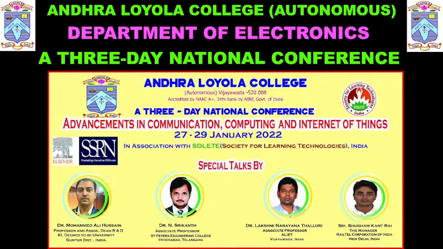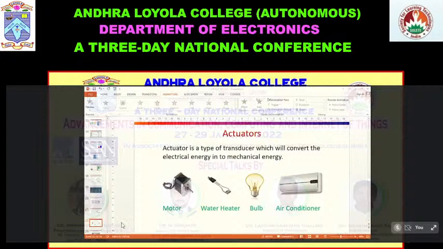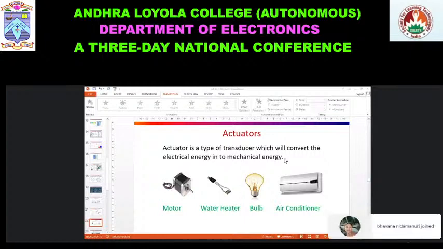Here, these are the different commercially available sensors: temperature, humidity. These sensors will convert non-electrical quantities to electrical. Next one, actuators. If you want to design any IoT system, we require these transducers, sensors and actuators. These actuators will convert electrical to mechanical.